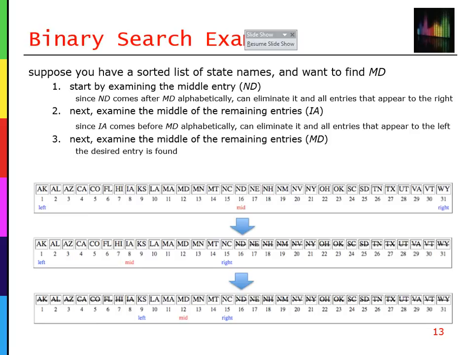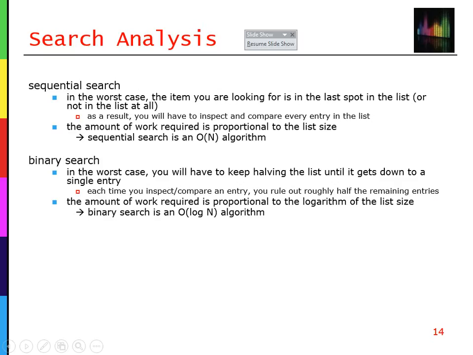We start at the middle entry. We're looking for MD. Since ND comes after MD, and ND is the middle of the list, we know that we can eliminate all entries that appear to the right. So next we examine the middle of the remaining entries, which is IA. IA comes before it, so therefore we take the right half of the list. We eliminate the left half. So now we're at KS through MT, and then we keep going.